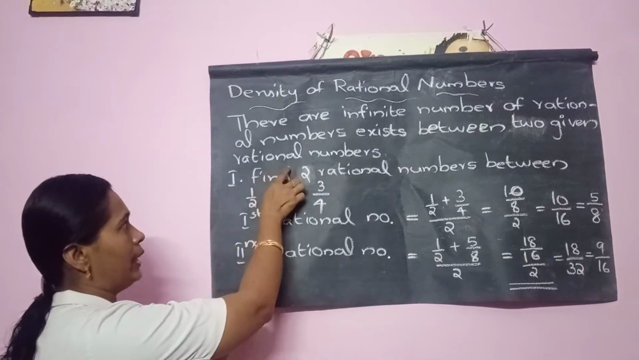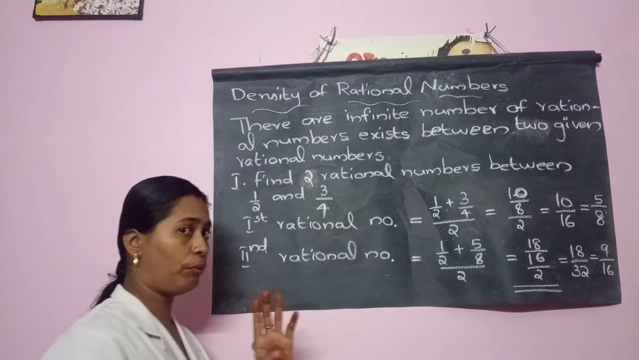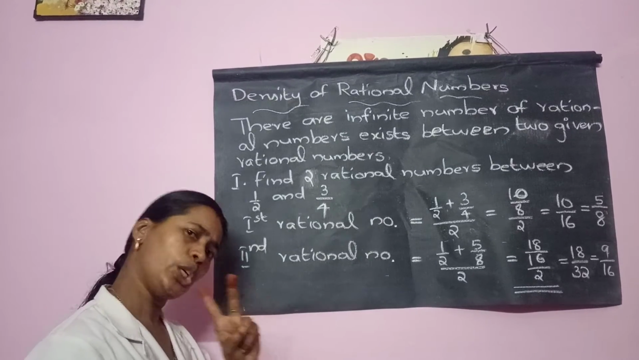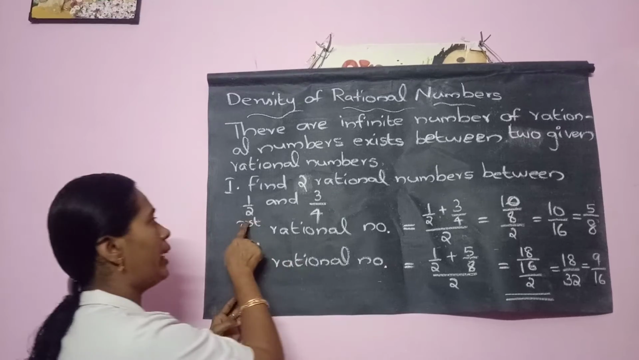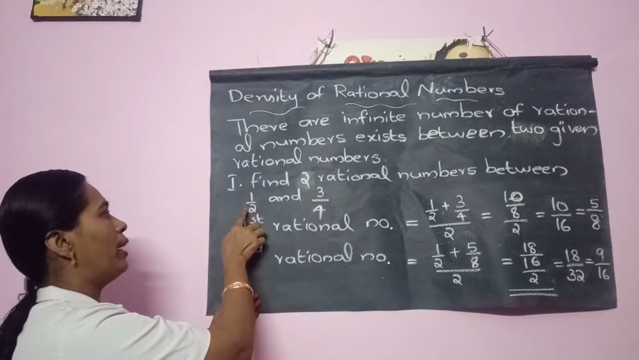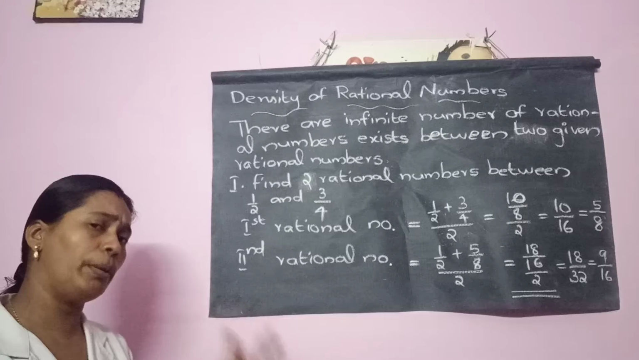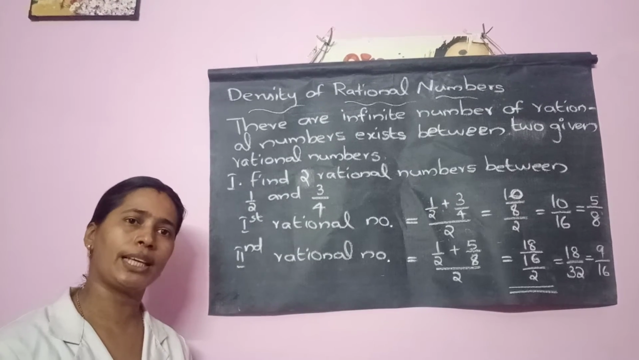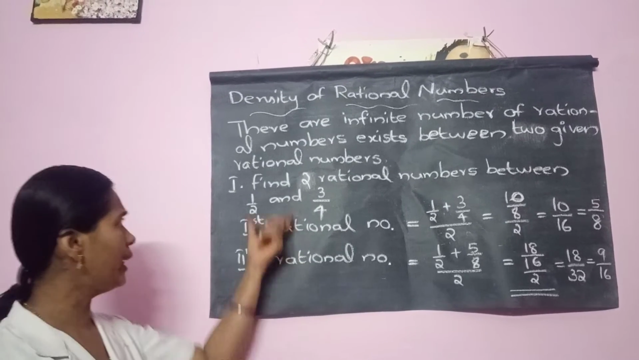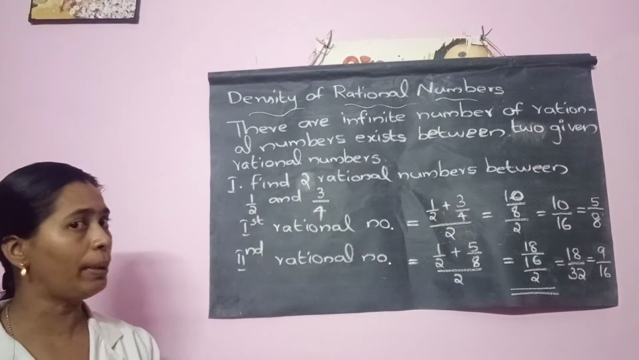The first method is number 1. Find two rational numbers, not infinite numbers. Here we need only two rational numbers. Find two rational numbers between 1 by 2 and 3 by 4. When they ask you to find numbers between 3 and 10, easily we can say 4, 5, 6, 7, 8, 9, isn't it? But is it easy to say? No, that's why they have given three methods to you.